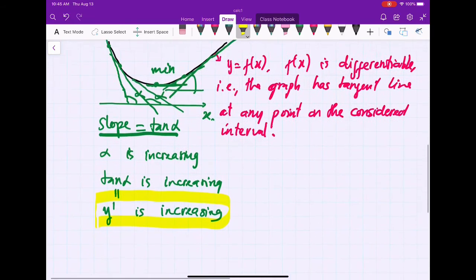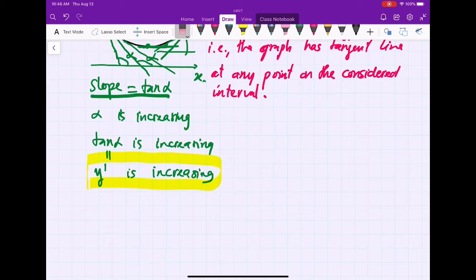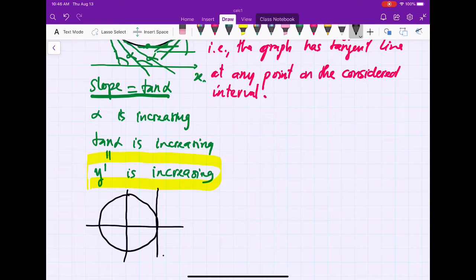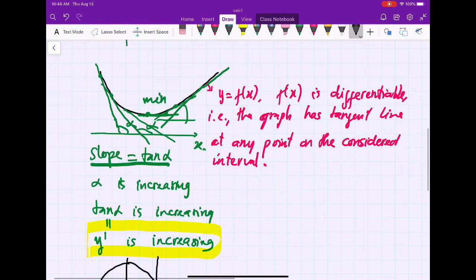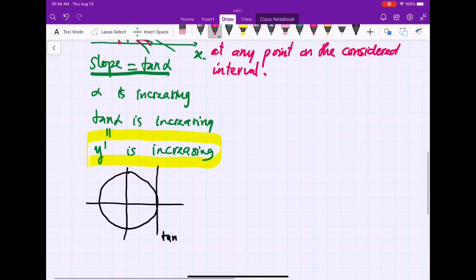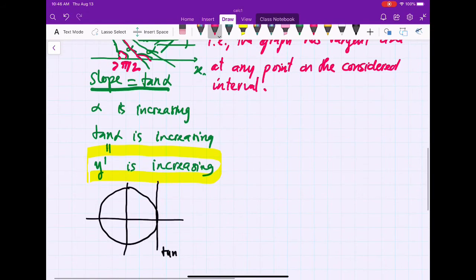Is that correct? If you doubt this, let me draw the unit circle and we talk about the angle. So if you have the unit circle here, here's the tangent axis. From this point, you have this alpha, and alpha is increasing. In this case, alpha is bigger than pi over 2, that means alpha is around here. When alpha is increasing, you see the tangent value also increases.